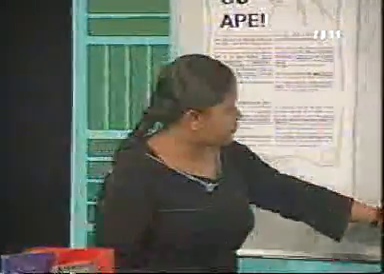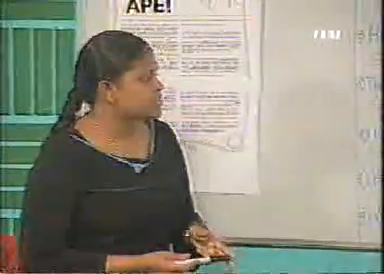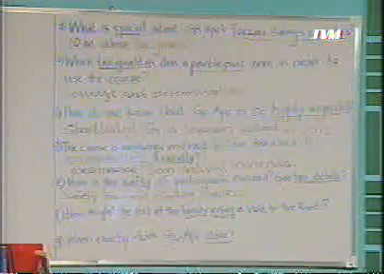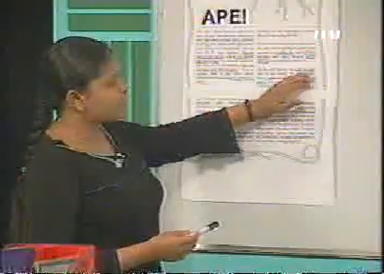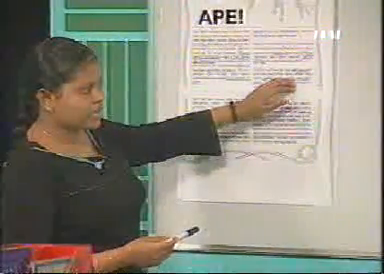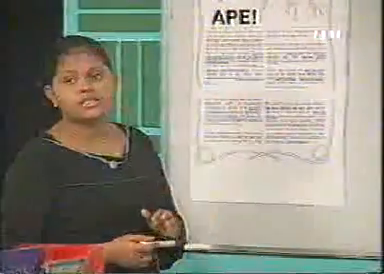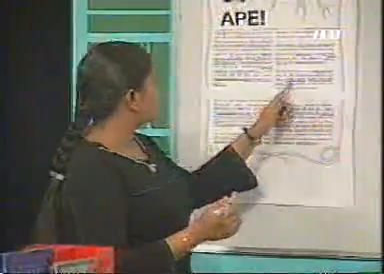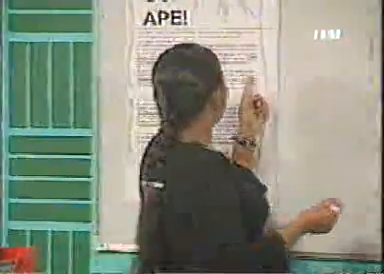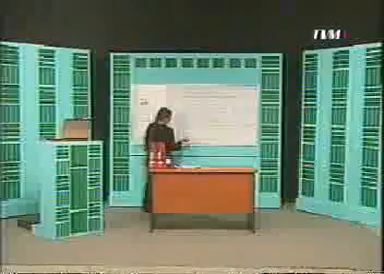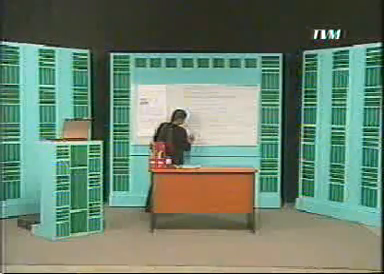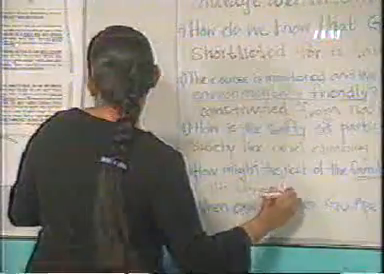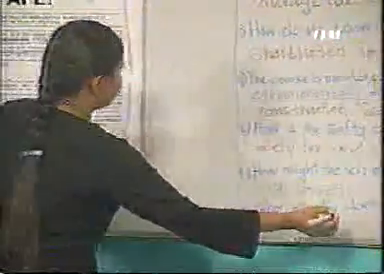Let us go to F. How might the rest of the family enjoy a visit to the forest? So, we underlined what the rest of the family could do. Okay? So, there are many things, you can write any one of them. So, we are going to write walk beneath. Okay.